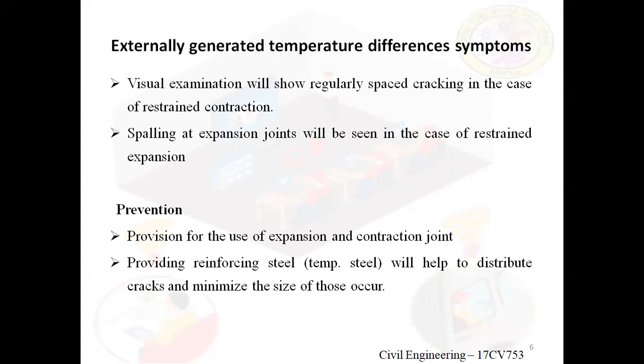Next, spalling at expansion joints will be seen in the case of restraint exertion. That means spalling of some of the concrete pieces can be observed if there are temperature variations. So we can prevent it by using expansion and contraction joints, and by providing reinforcement steel, which will help to distribute cracks and minimize their size. These are the preventions for externally generated temperature difference variations.